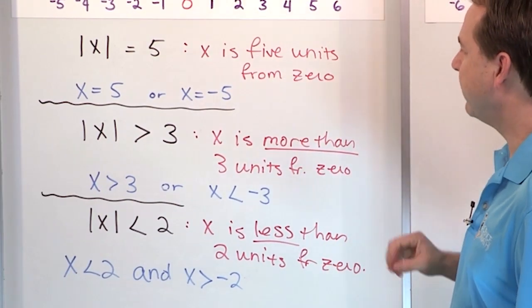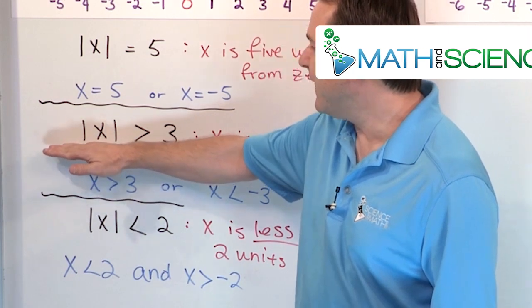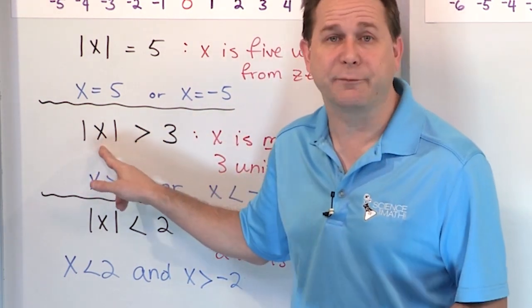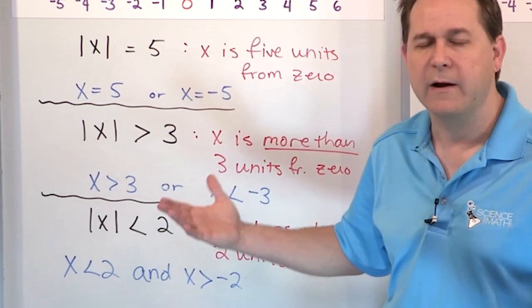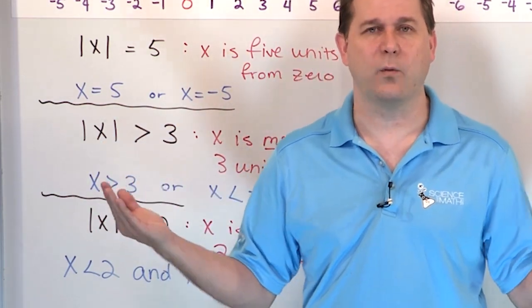I wrote on the board last time because I want to leave it up here and refer to it. Basically, if you have an inequality that has an absolute value of some expression, here I have x, but it could be any expression of x, greater than a number, it means that whatever that expression is has to be more than 3 distance units away from 0.